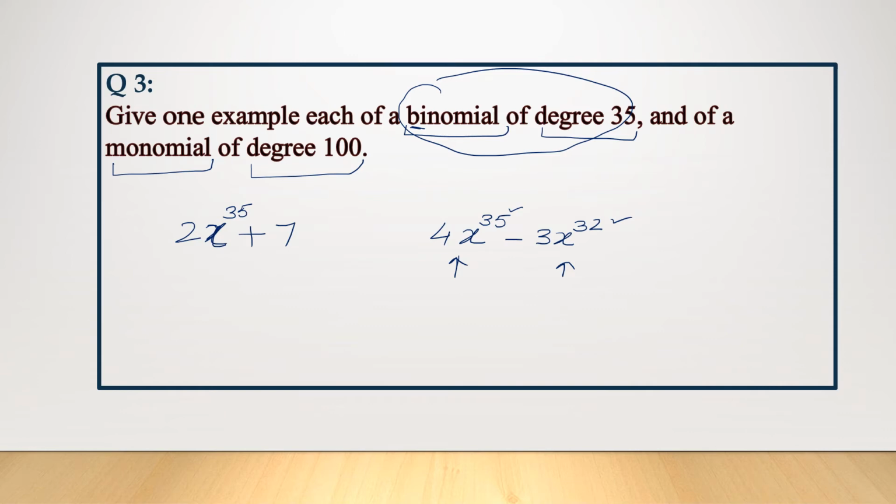Now let's write monomial of degree 100. Now monomial of degree 100, that is single term. Let's write x only. And degree 100, so let's write 100 as exponent. You can, if you want, write 3x power 100. You can write minus 7x raised to the power 100, right? All these are monomials. They have single term, right? And the degree is 100.